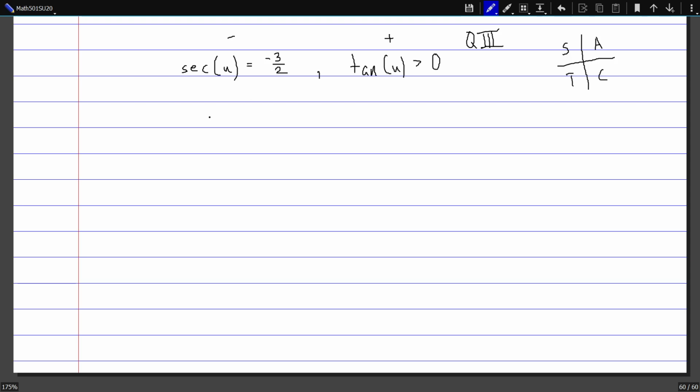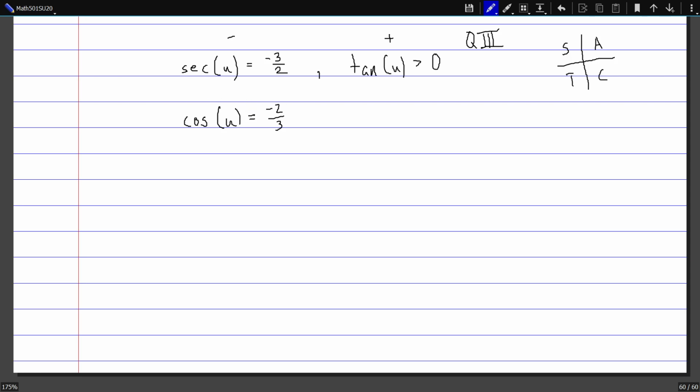So let's talk about how we can use our identities. We have that the secant of U is negative 3 over 2. So let's start by using our reciprocal identity in that case. If secant of U is negative 3 over 2, then cosine will be the reciprocal of that. So cosine of U will be negative 2/3. Now that we have this piece of information, where should we go to next?